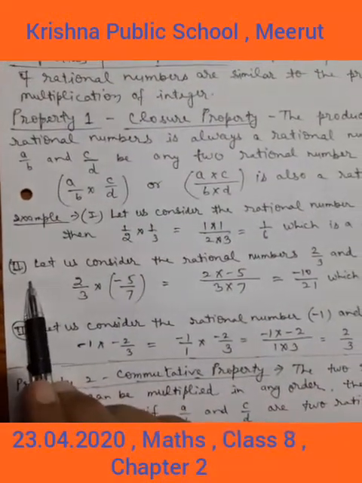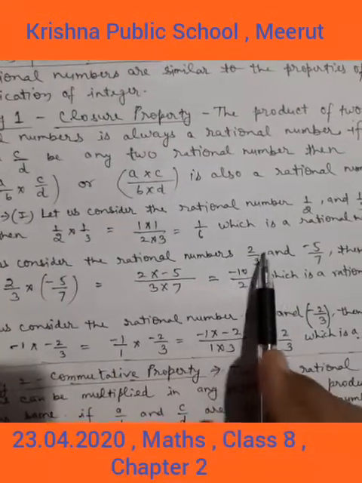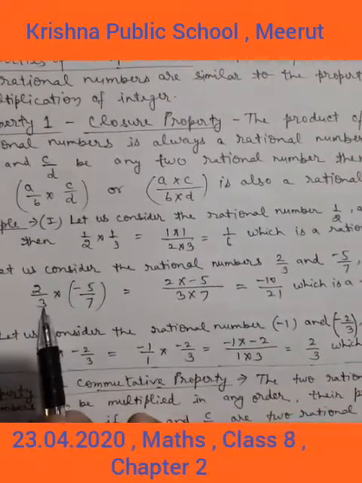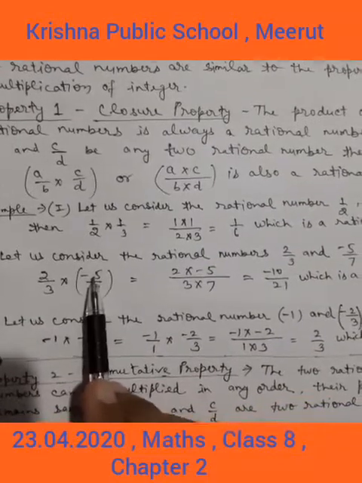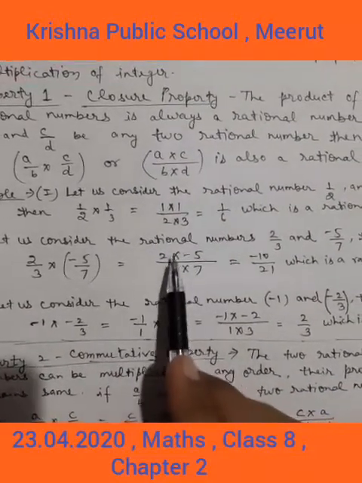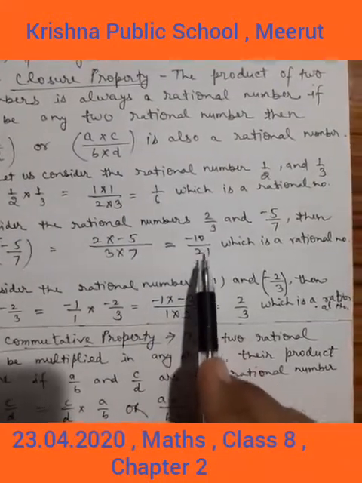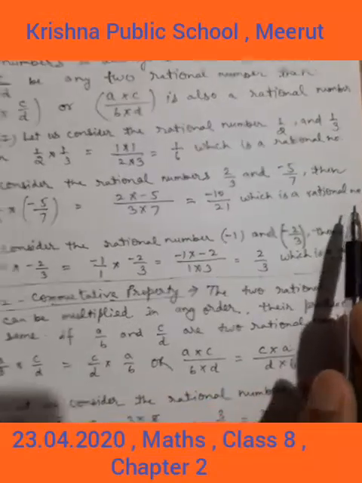Now consider the second example. Let us consider the rational numbers 2 upon 3 and minus 5 upon 7. Then we will multiply both rational numbers: 2 upon 3 into minus 5 upon 7 is equal to 2 into minus 5 upon 3 into 7 is equal to minus 10 upon 21, which is also a rational number.